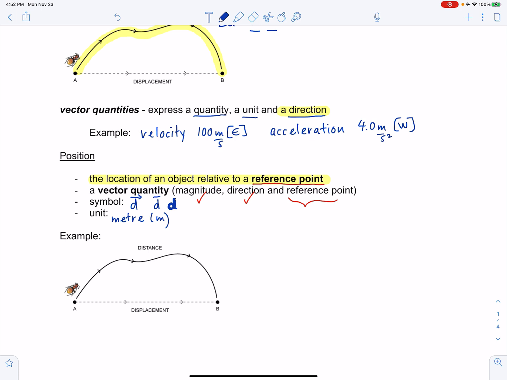So let's take a look at the example with the insect. We have its initial position at point A, which we will give the symbol D with an arrowhead, and you can use the letter I as a subscript to mean initial. So in this case, the initial position is 0 meters from the start. The insect travels along that curved path that we described above and ends up at point B, which we will call the final position. And we will use the subscript F to tell us that it's the final position.